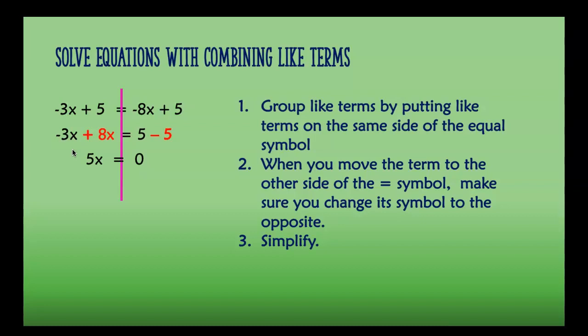5 minus 5 is 0, and now we're down to a one-step equation. We divide both sides by 5. Okay, 5 divided by 5 is 1, so x. 0 divided by 5 is 0.